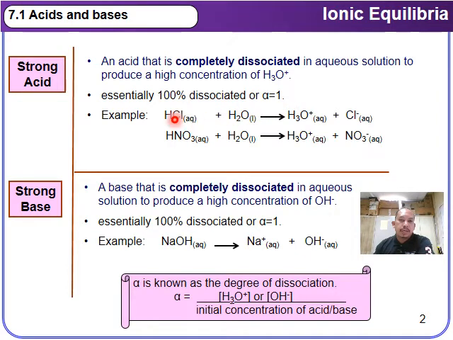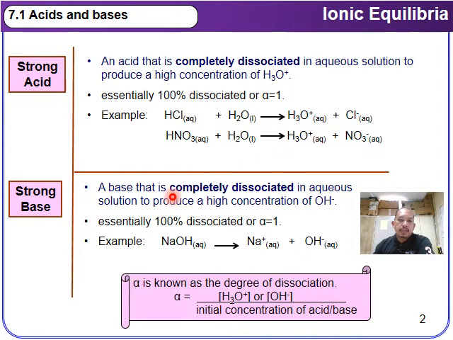So, for example, HCl and HNO3 in water are completely dissociated. So, the symbol here shows that it completely dissociates to form H3O+ aqueous and Cl-.